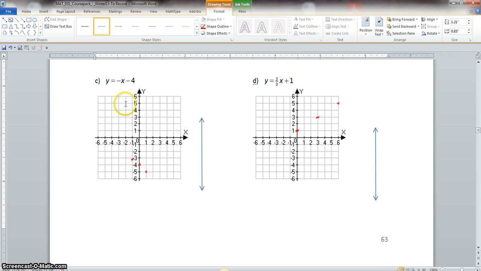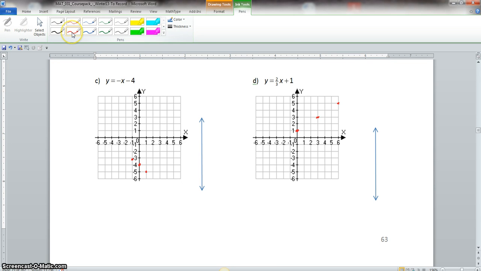Now we come down here to C. Now our slope and y-intercept is not given to us, but it is in slope-intercept form. As you all could see here, since y is by itself, we know the slope is the number in front of the x, or the coefficient, which would be -1. And our y-intercept, we know that it'd be (0, -4). So now we plot the (0, -4), which goes here.